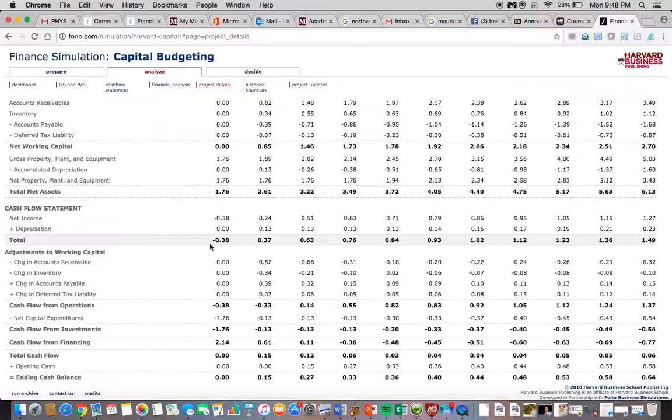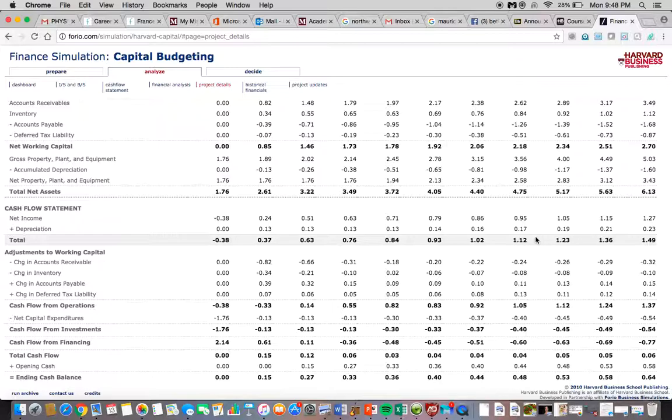As you can see here, it had a negative total of 0.38, but then it increased to 0.37, to 0.63, 0.76, 0.84, 0.93, 1.02, 1.12, 1.23, 1.36, and 1.49. So as you can see, it increases as the years go on, meaning these investments were a good choice when referencing the future in the company.